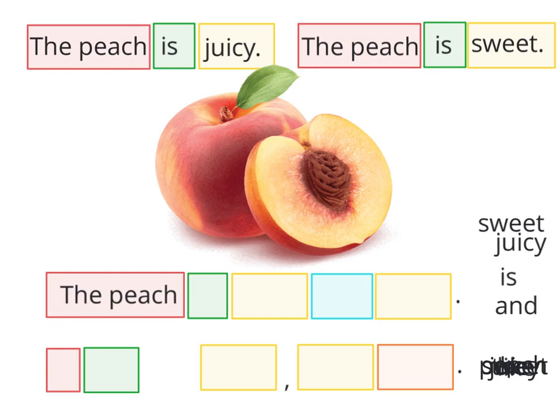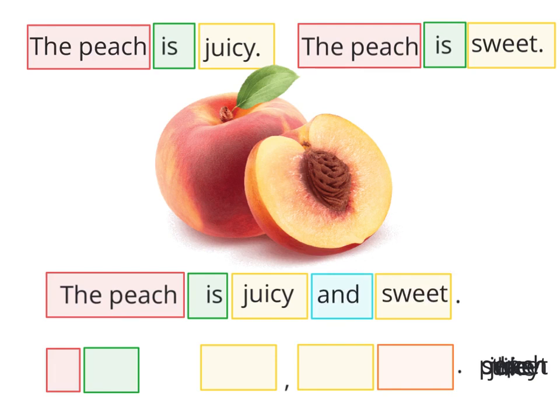We want to say that it is juicy and it is sweet. And we use the word and to show both of them. So now we can see that we have two adjectives and we combine them with the word and.